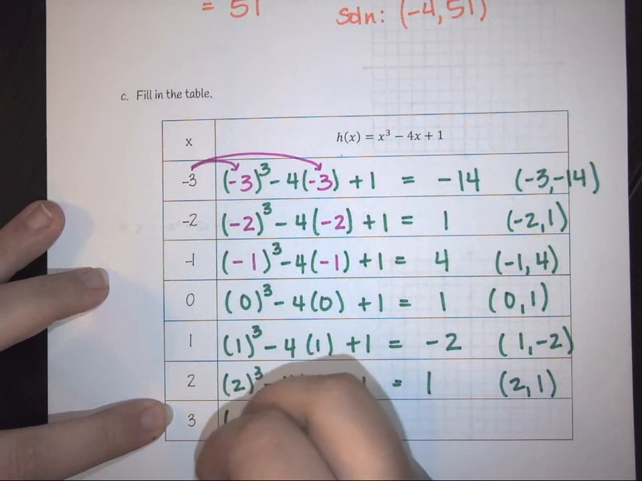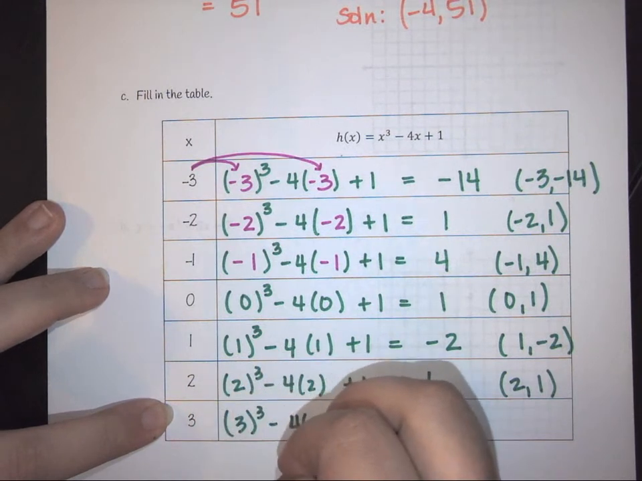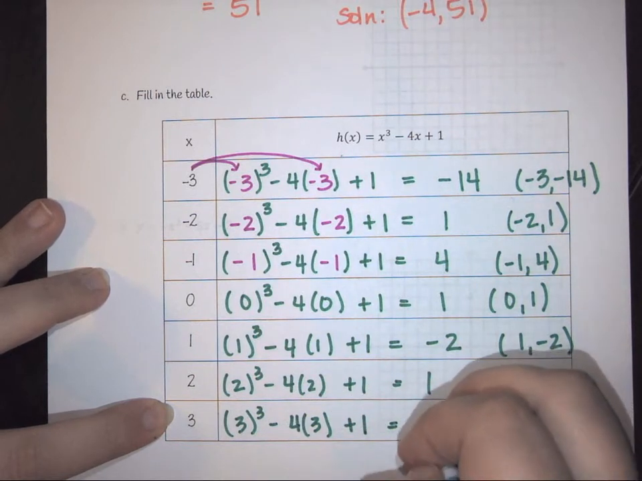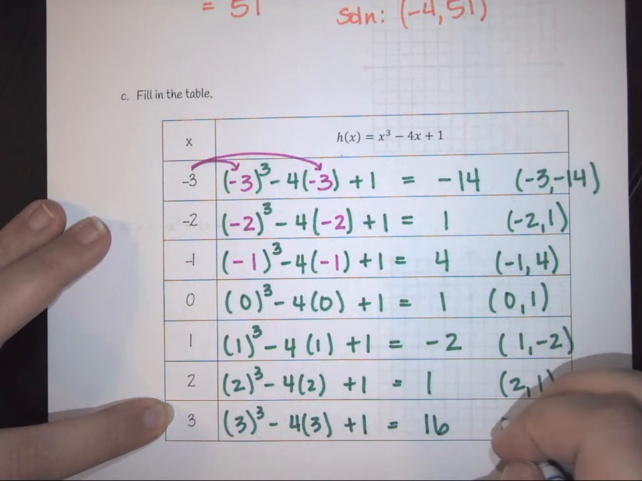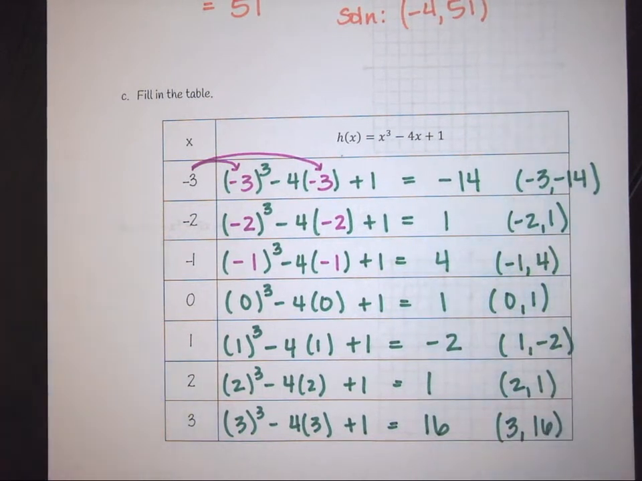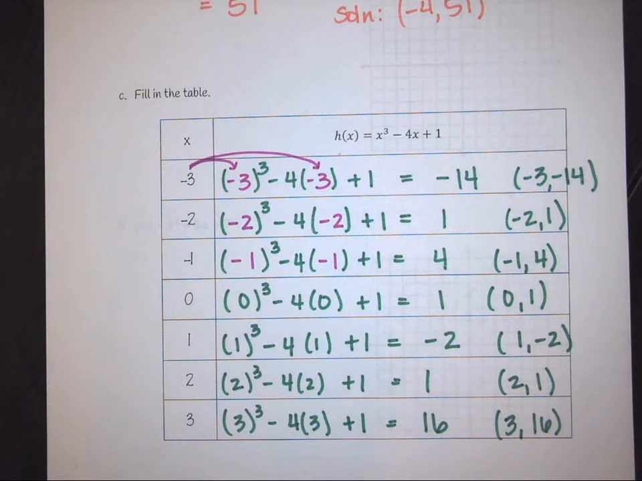And last but not least, I've got my 3 cubed minus 4 times 3 plus my 1 is going to give me 16, leaving my final solution to be 3, 16. Now you could go on to graph these, and what you would notice is this is a cube function, which means your graph would kind of have that, I like to call it a funky little S shape, where you are ever increasing.